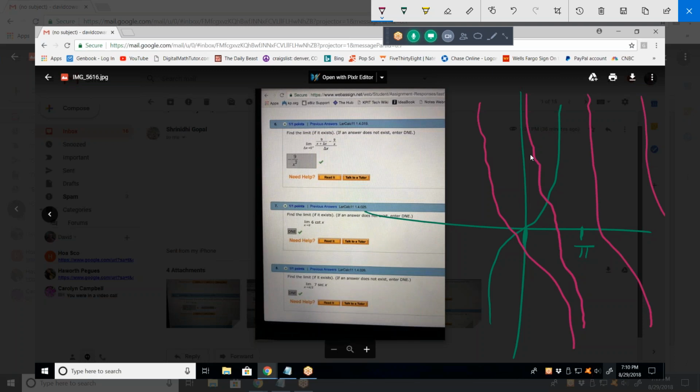Okay. So the limit would not exist because the right side limit goes towards infinity, and the left side limit goes towards negative infinity, so it does not exist. Exactly. The left side goes to negative infinity, the right side goes to positive infinity. Since they're not the same, the limit at pi does not exist. Okay. What about number 8?